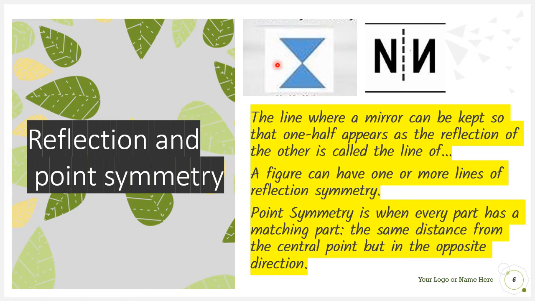This is the original figure. Here the mirror is kept at the same distance, and a very easy way to understand this is: I have a figure here, I have another figure here, and they touch at this point, right? So it is a point symmetry. When the mirror image and the real image attach together at a point, it is a point symmetry. The same distance from the central point but in the opposite direction. This is the real image but opposite, and it has the central point at the same distance, right?